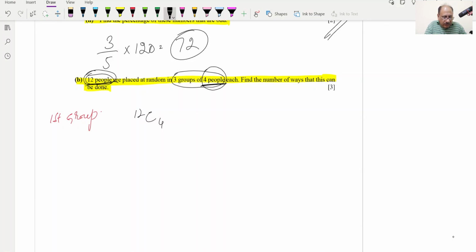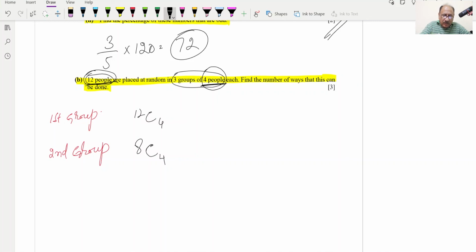And for the second group, 4 we have already chosen. So the remaining are 8. So it will be 4 chosen out of 8, where 8 is the total. Or you can write 8 choose 4. So out of 8, we are choosing 4.